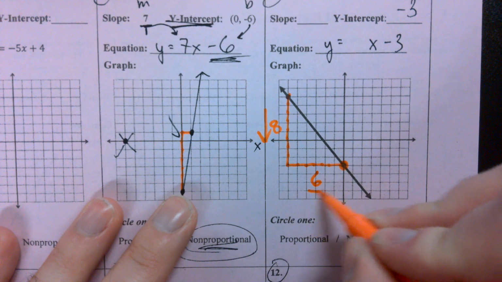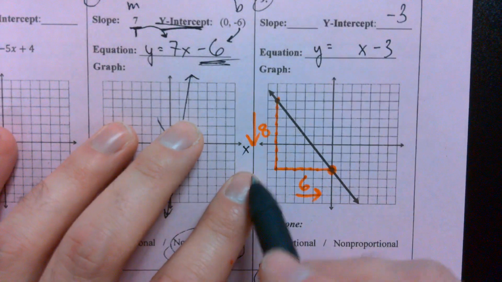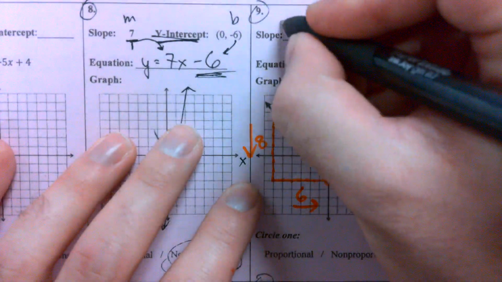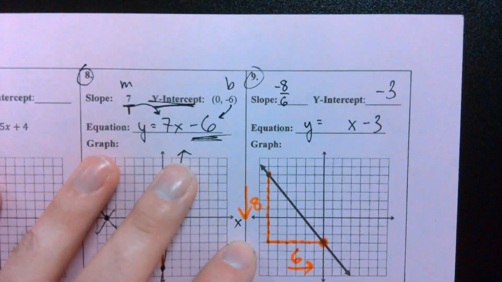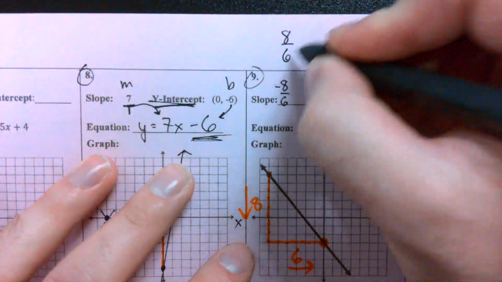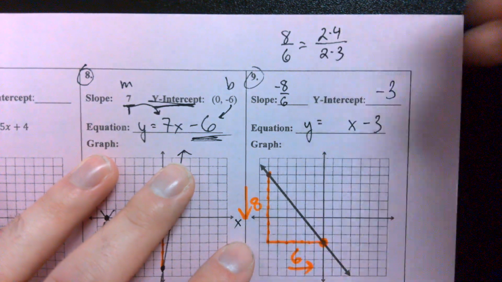8 spaces down, 6 spaces to the right. If we're going down, is my numerator going to be positive or negative? Negative. Negative 8 over 6. And like I told a lot of you yesterday, when we have a fraction like 8 over 6, we want to break it up. 2 times 4 over 2 times 3.